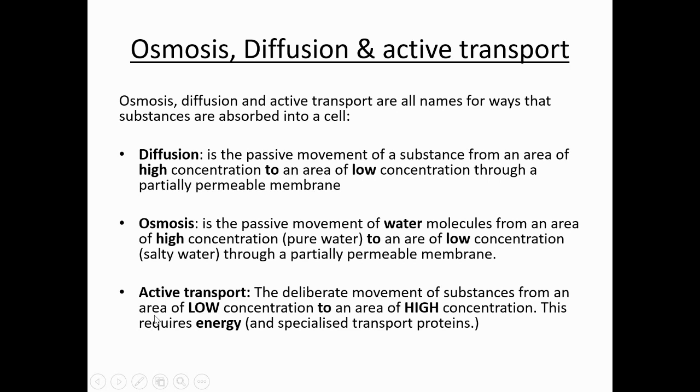And then finally, active transport. This is the one that requires energy we just mentioned before. It is the deliberate movement of substances from an area of low concentration to an area of high concentration. This requires energy and specialized transport proteins. So this is kind of the opposite of diffusion, in that it doesn't move from an area where there's lots of something to where there's not very much, but the other way round. It moves from where there isn't very much to somewhere where there already is. This requires energy, and it has to be kind of forced to happen. Okay, this is the deliberate movement.